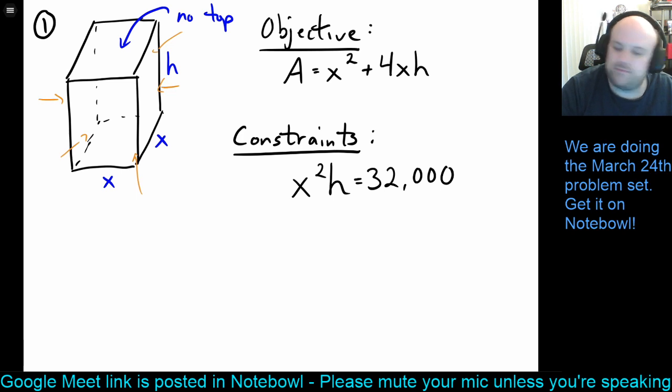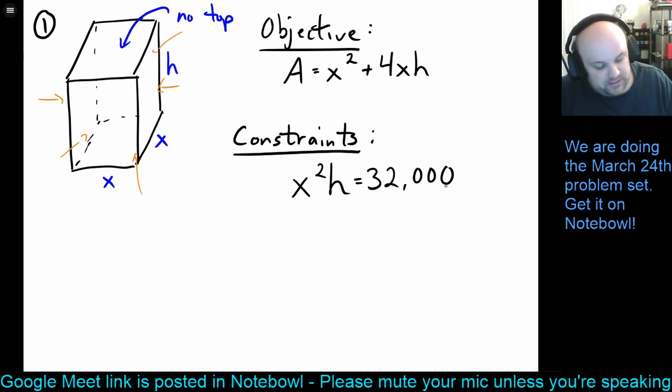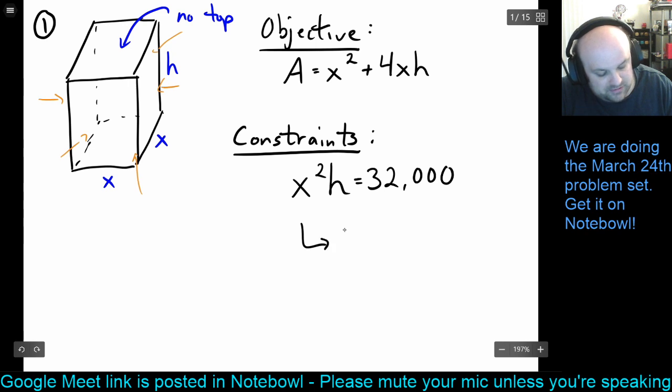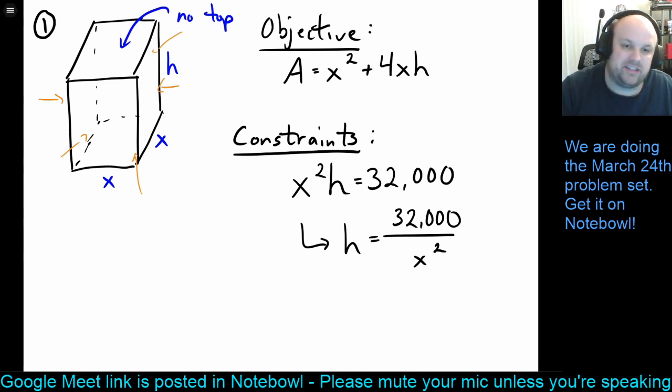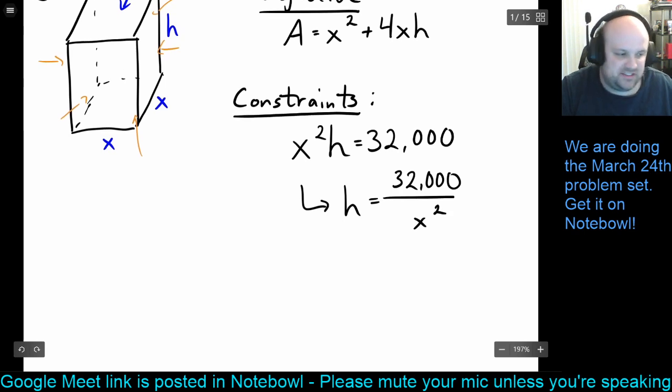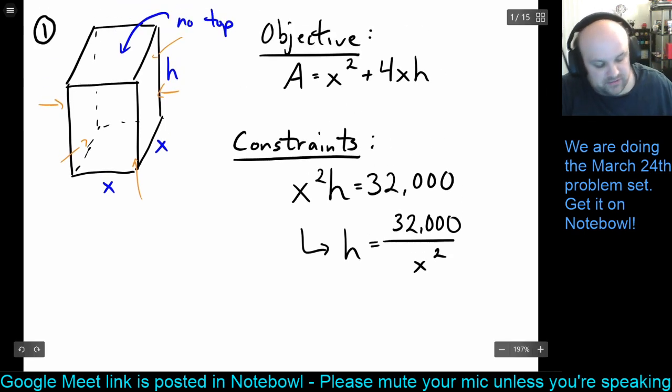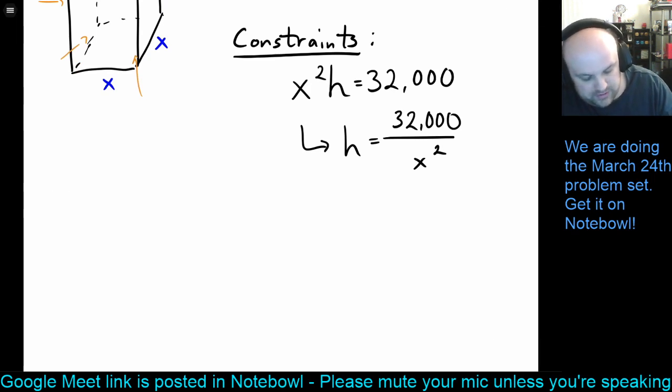All right. So that's all the information we need. Now we want to go ahead and cut this objective function down to a function of 1 variable. Right? So the easiest thing to do here is we want to look at this constraint and figure out, well, what variable can I solve for? And it turns out that h is the easiest one to solve for here. So we get this, and we just toss this into the objective function, right? So I'll call this one variable objective.